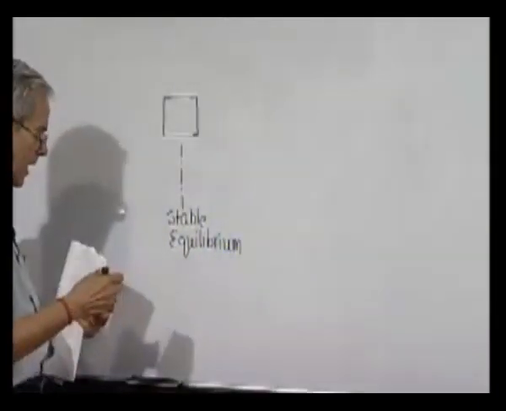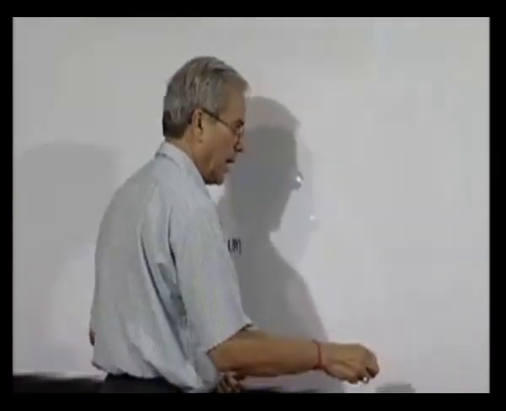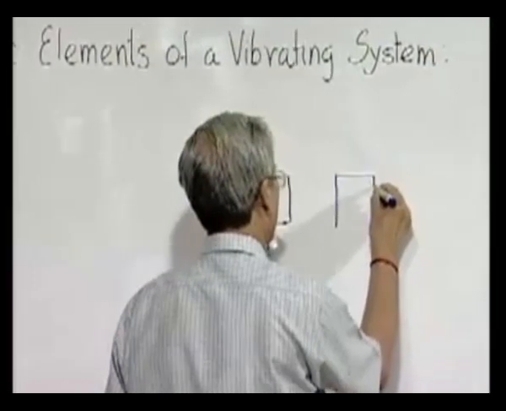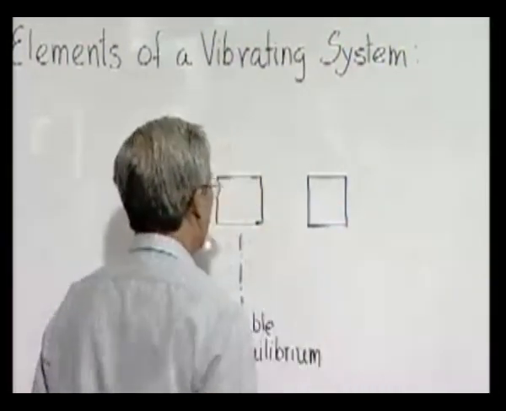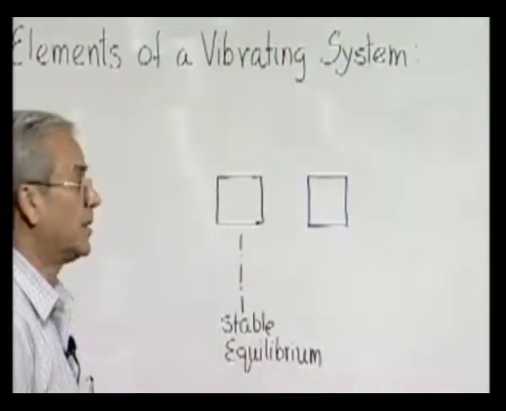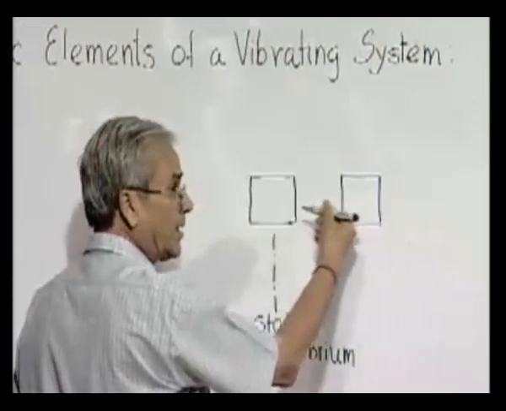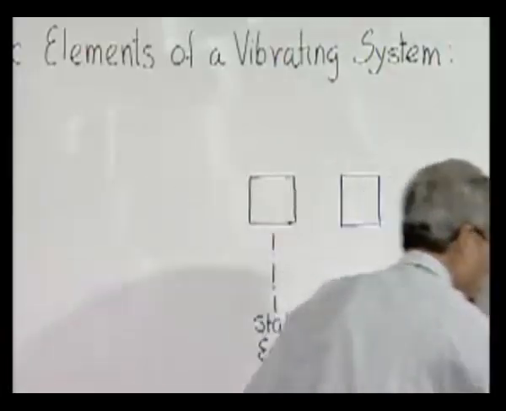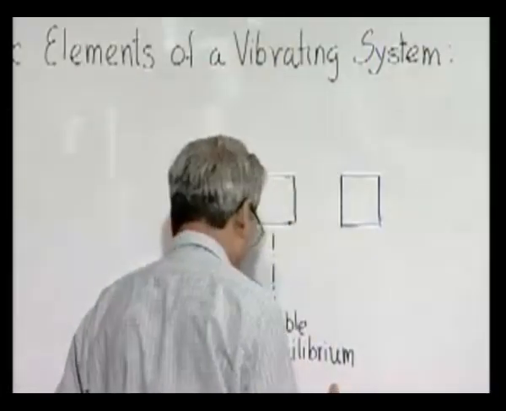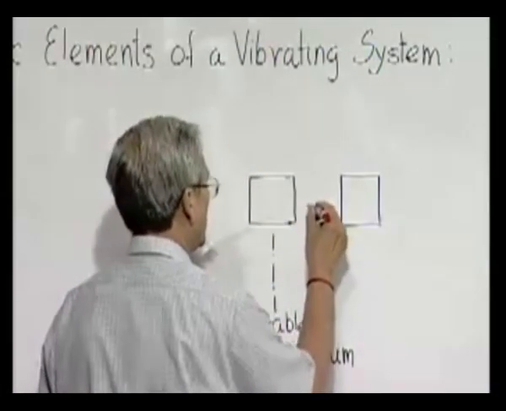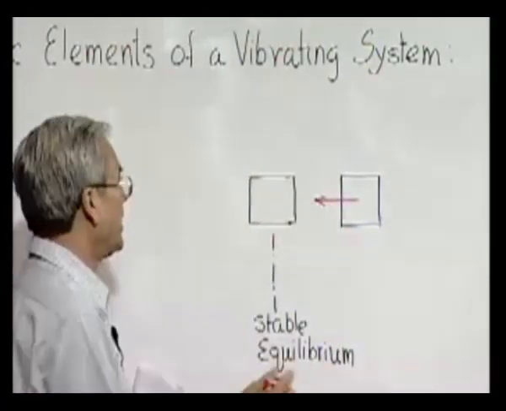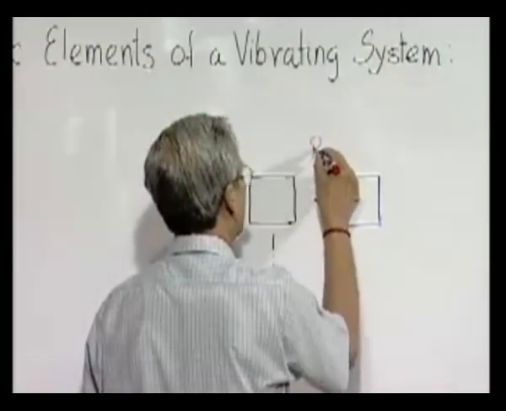what happens if I disturb it? Say I push it to one side. Since it is a stable equilibrium position, it will try to come back. So it is essential for the system to have the capability to come back to the equilibrium position. That means its original position will be restored. So this property is called restoration.